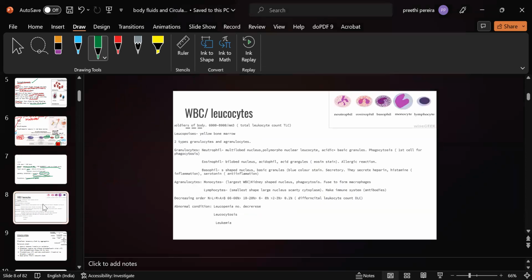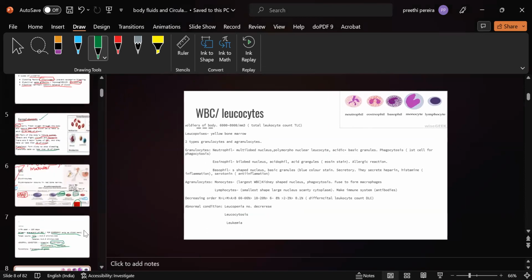We are going to study the next formed element, that is leukocytes.